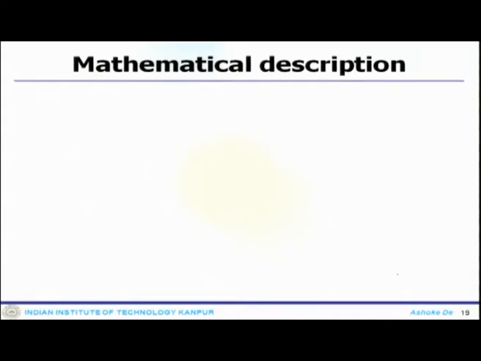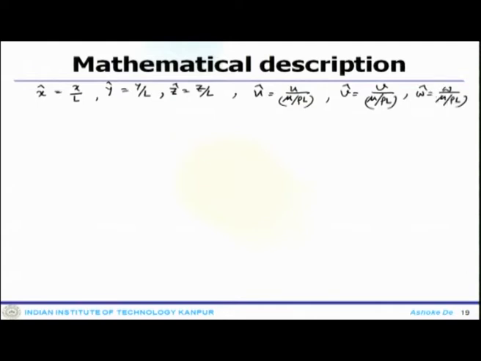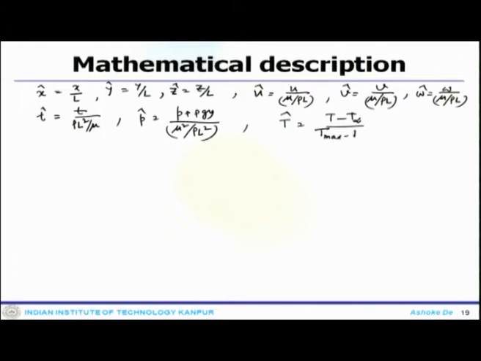So, then your scaling parameters. The first thing will be x, the scaled x would be x by L, y is y by L, z is z by L. Then the velocity scaling: u would be u by mu by rho L. Similarly, v is v by mu by rho L. Then w is w by mu by rho L. Then your time T divided by rho L square by mu, pressure is P plus rho g y divided by mu square by rho L square, and temperature is T minus T infinity divided by T max minus T infinity.